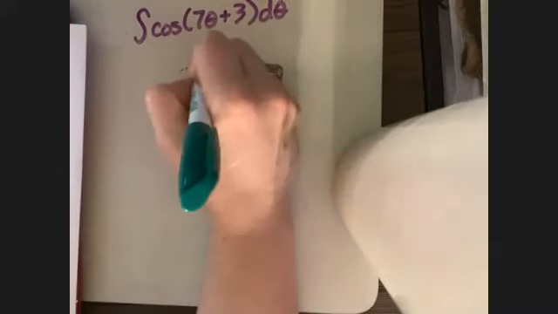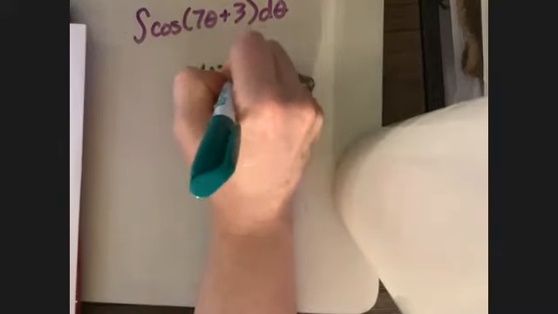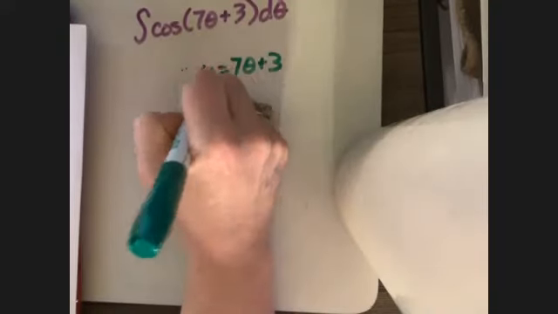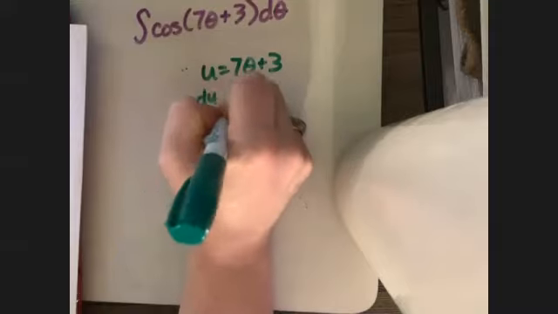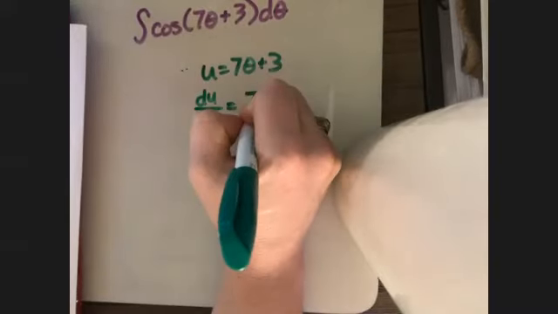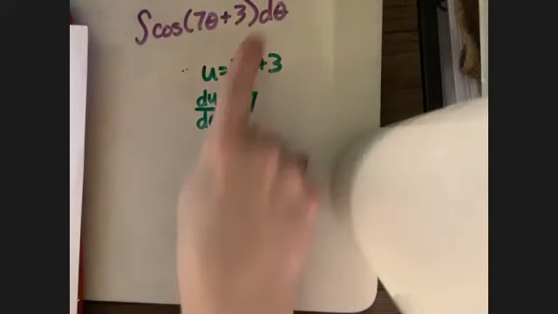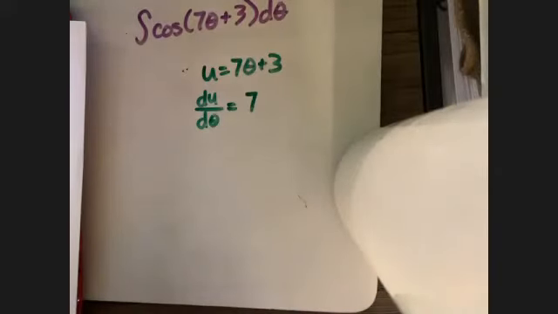Okay, so now, the first thing that I think of is I'm going to let u be 7 theta plus 3. That means du d theta is equal to 7. Now, here's the problem. I need d theta, okay? I need to have d theta over here, and I don't have this 7 running anywhere in this.